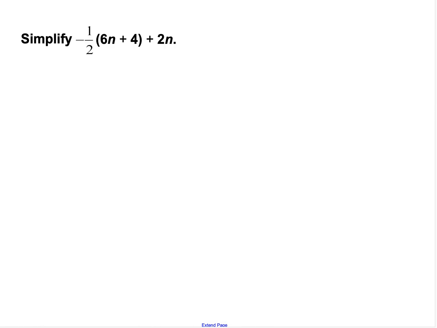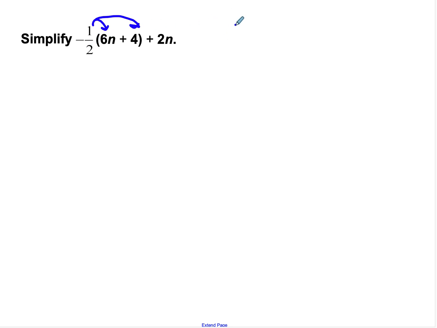All right, so let's go ahead and take a look at our next one here. Simplify negative 1/2 times the quantity 6n plus 4 plus 2n. So this is another distributive property problem. We're going to multiply. If you think about order of operations, we need to do parentheses first. We can't combine anything in here. Multiplication second, and then addition third. So we're going to save that plus 2n for the end. Times negative 1/2 is like dividing by negative 2. I'll do some work off to the side to support what I'm doing.